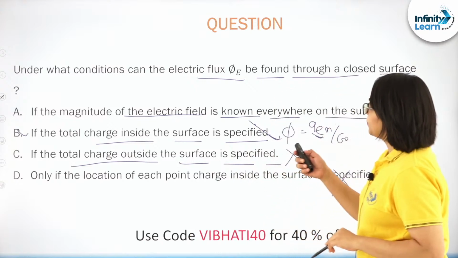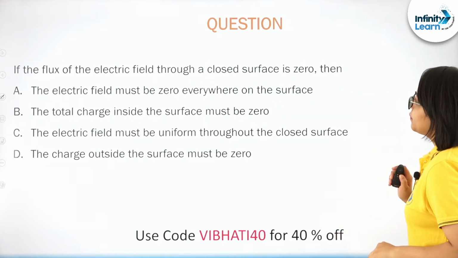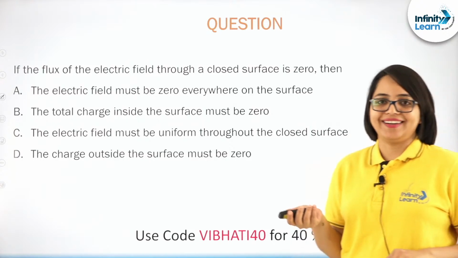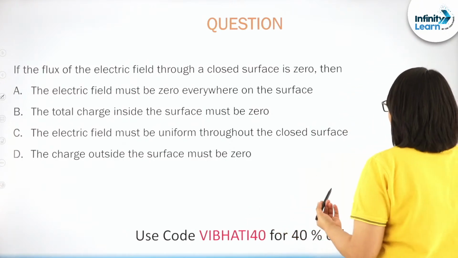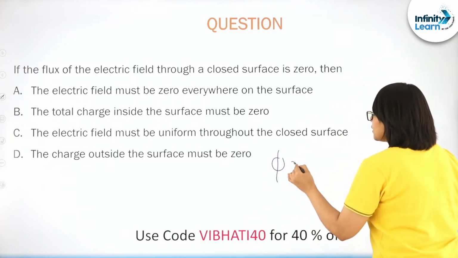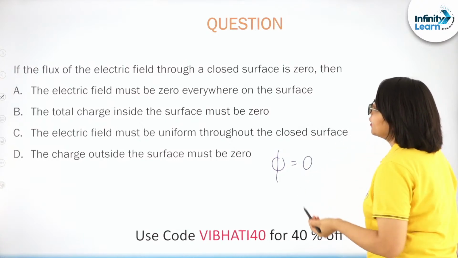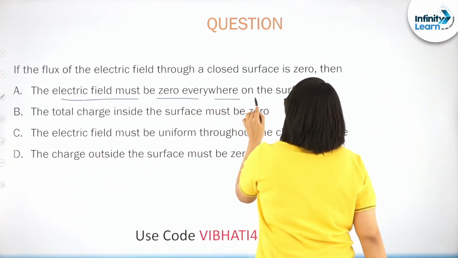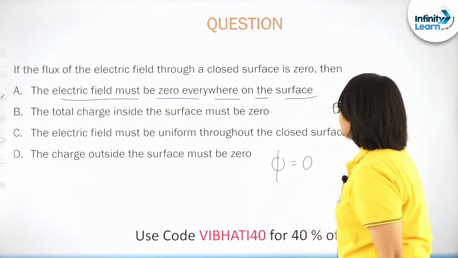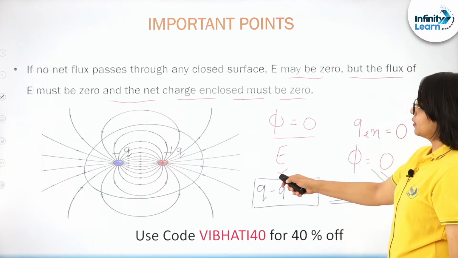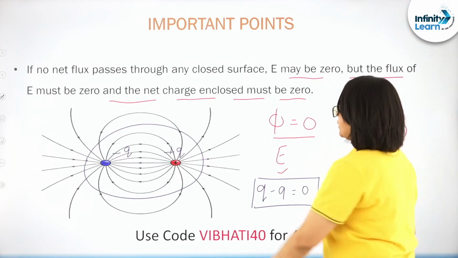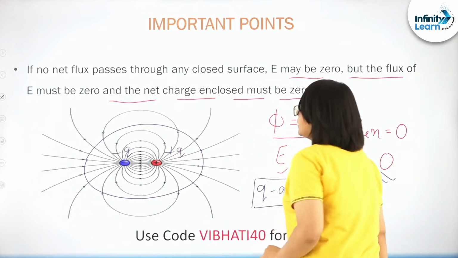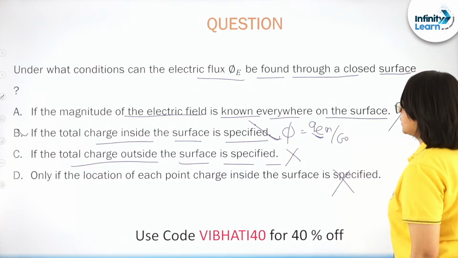Okay? Let's go. Next: if the flux of electric field through a closed surface is 0, then first option, the electric field must be 0 everywhere on the surface. As we saw in this question, look at this one. Flux is 0 but electric field is not 0. So the first statement is false. It's not true.